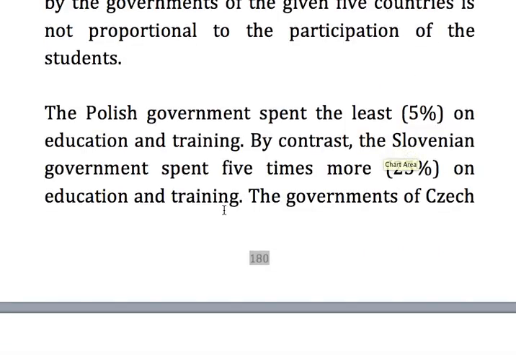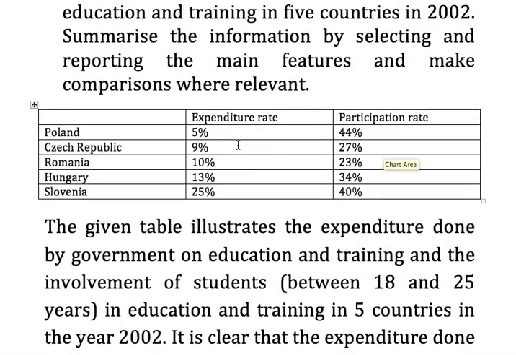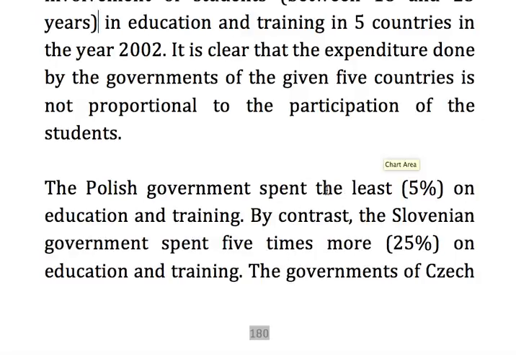The Polish government spent the least on education and training. Now here the Polish government, Poland, so the nationality is Polish. The Polish government spent the least. See the least. We've used the superlative form of adjective, and in brackets I've written 5%.